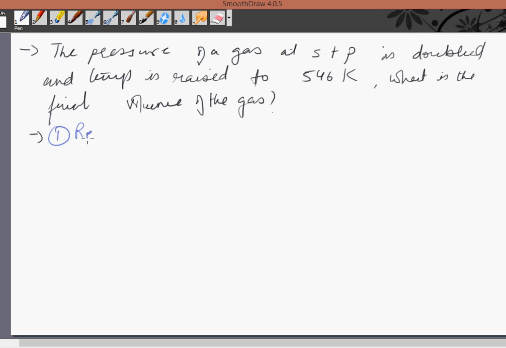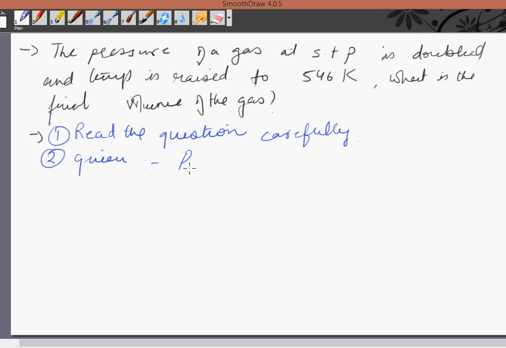First, read the question carefully. Second, we have some hidden values in this. First, we have pressure and temperature in STP. That is, pressure is 760 mm of Hg and temperature is 273 degree Kelvin. So what is P2?